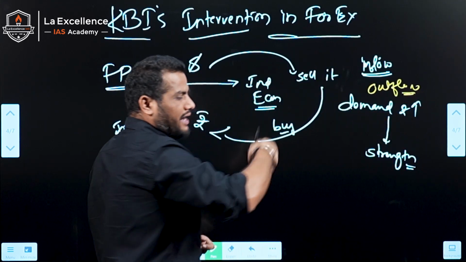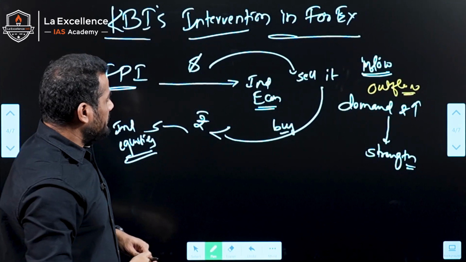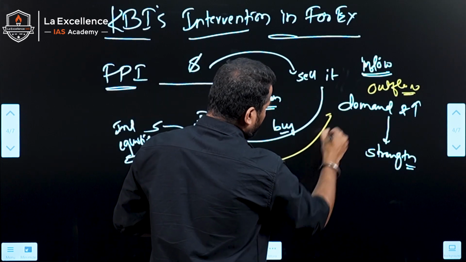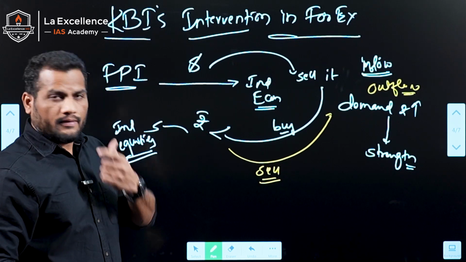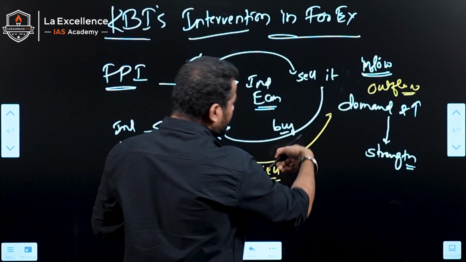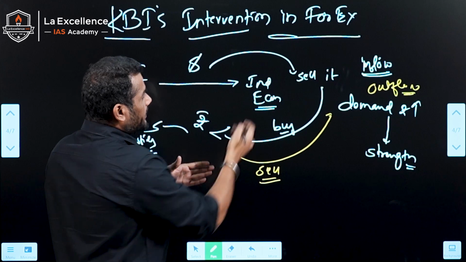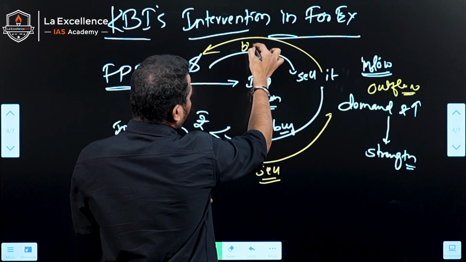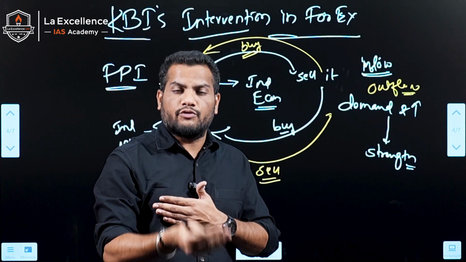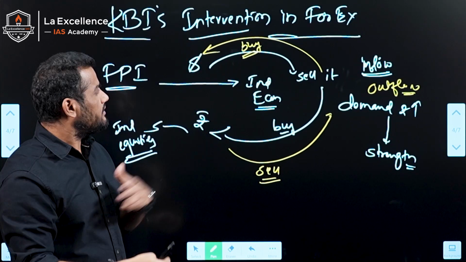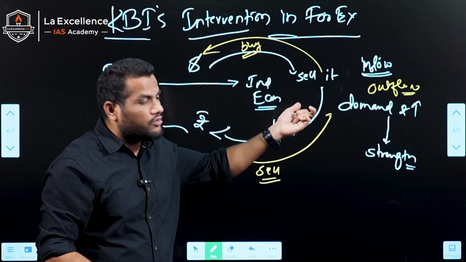Whenever the outflow of dollars happens, they sell rupees in the Indian market, right? Whenever they sell Indian rupees in the Indian market, they buy back the dollar. Whenever more foreign portfolio investors are withdrawing their investment in the Indian market, at that time the outflow of dollars happens.